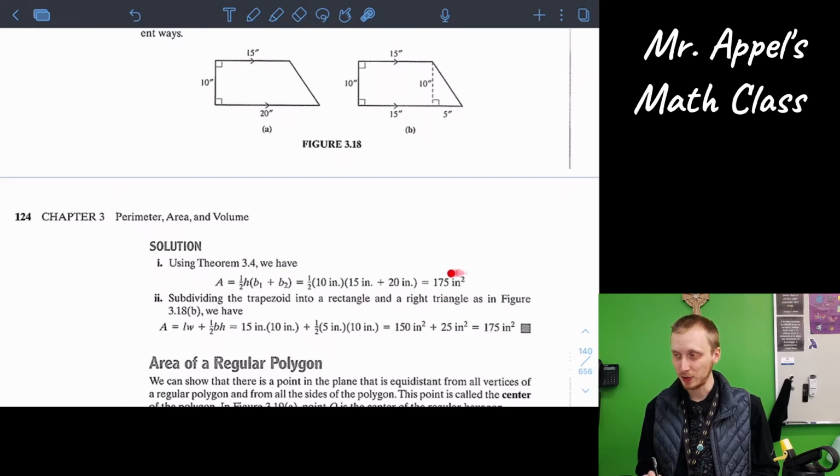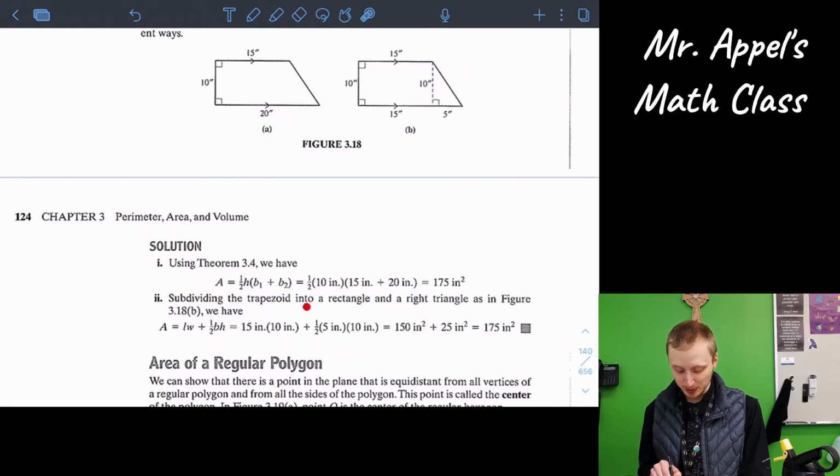equals 175 inches squared. Another way to do it, since this is a right trapezoid, we can subdivide the trapezoid into a rectangle and a right triangle, as in figure 318B. Over here, we've added in an extra line. You can always add in extra lines, divide things into smaller pieces. So here the area is going to be the length times width of the rectangle plus 1/2 base times height of the triangle. So that will be 15 times 10 plus 1/2 times 5 times 10 equals 150 plus 25, or 175 inches squared.